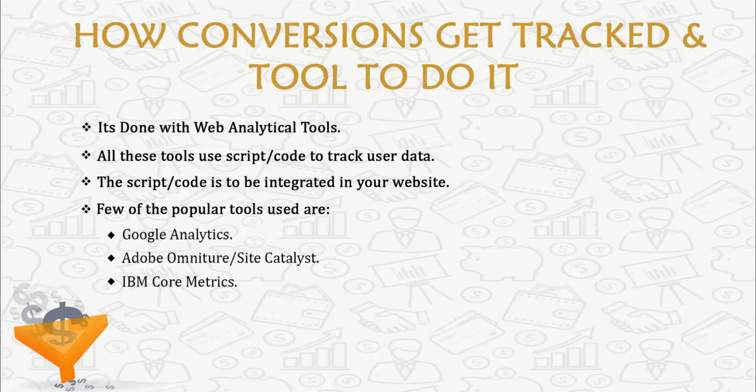This whole tracking of how many people reached your order confirmation page, or how many people have done successful registration, happens through a script or code, something known as a JavaScript code. This code is available from various tools, whichever tool you are using for conversion optimization, and it is to be integrated on all pages of your website.